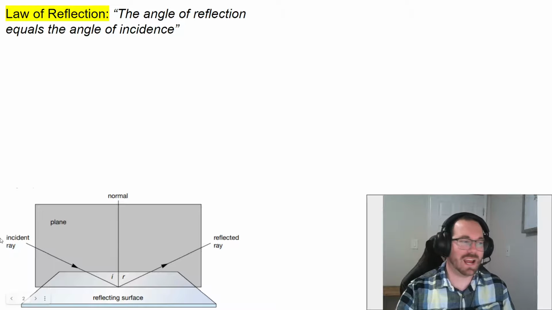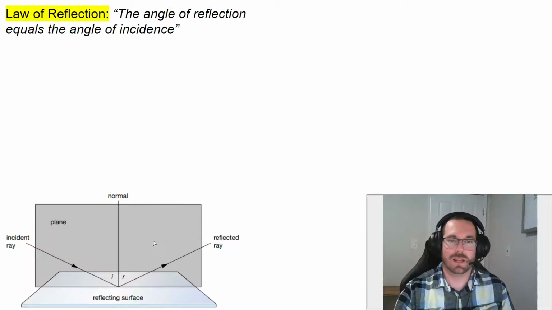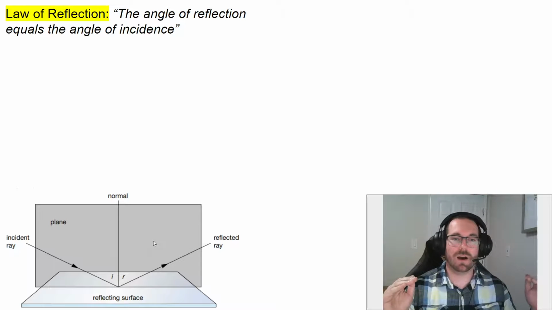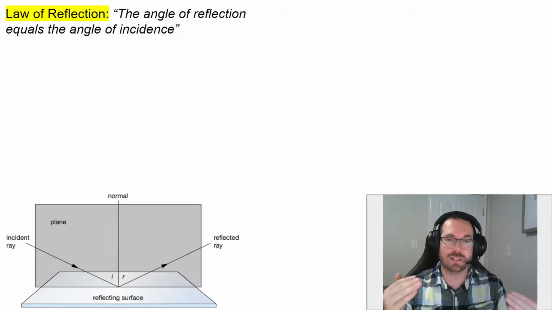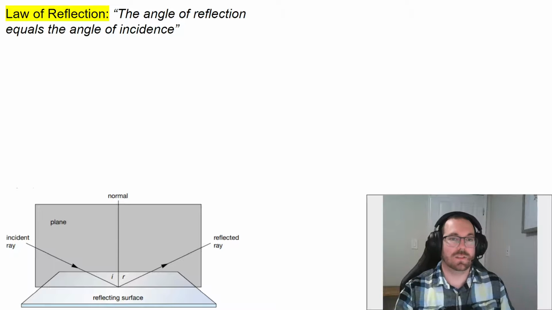When we take a look at these angles, we notice that no matter what, no matter how smooth or how bumpy or rough that surface is, the angle of reflection equals the angle of incidence. In other words, these two values, I and R here, will always be the same, no matter what. And that gives us the law of reflection.